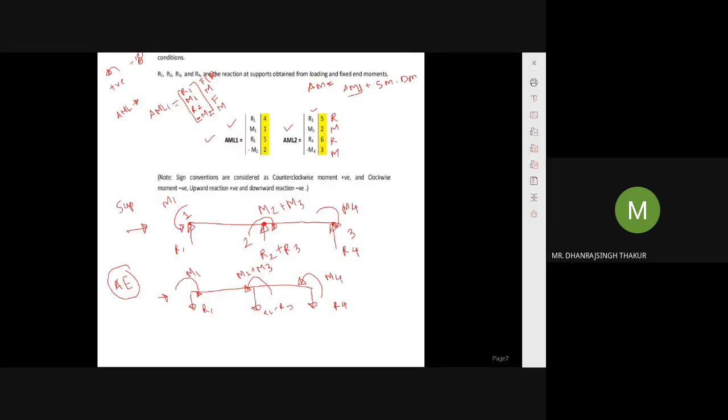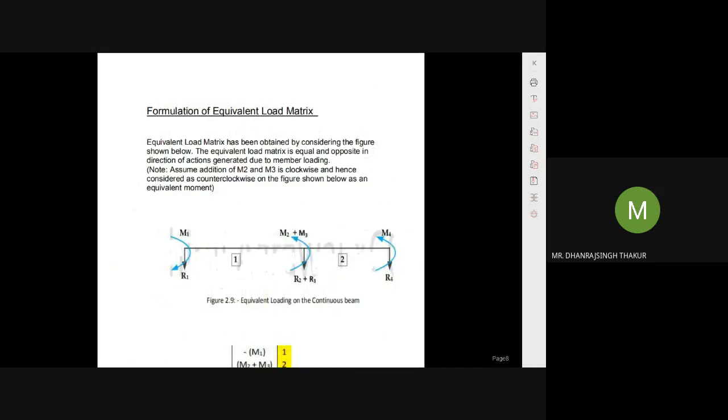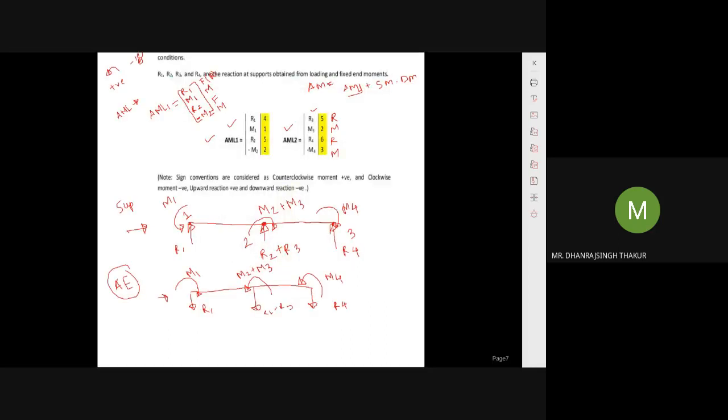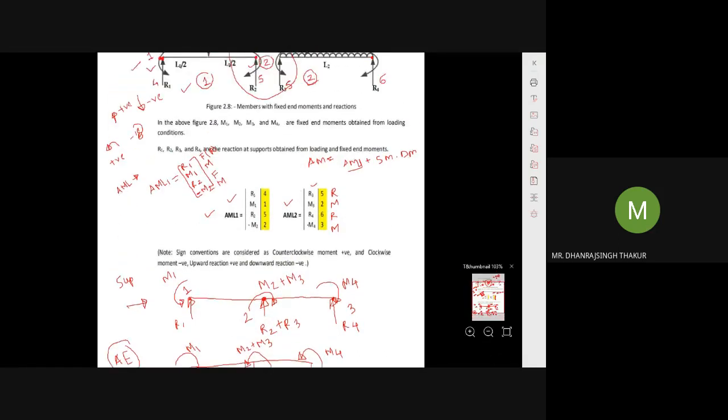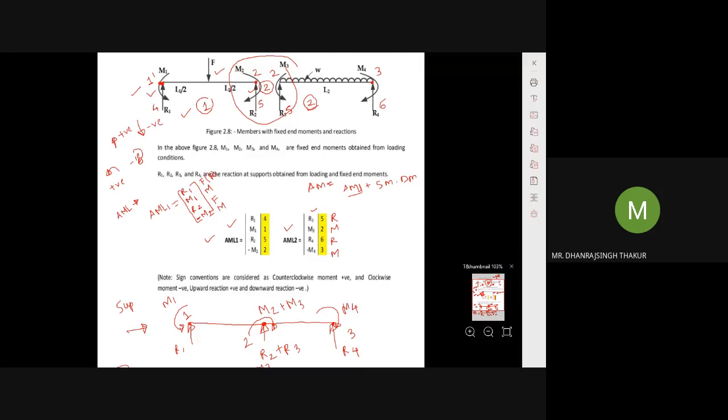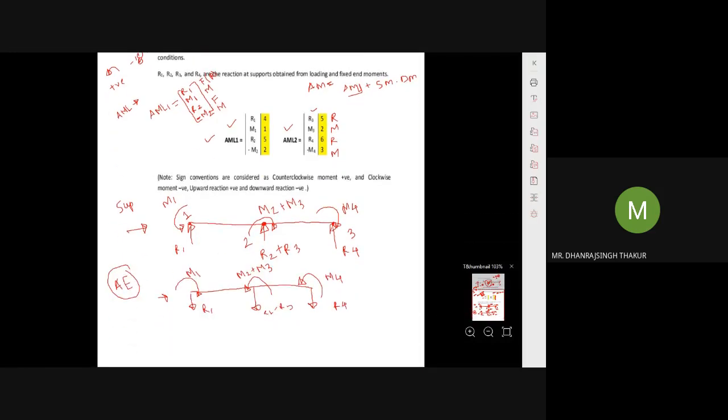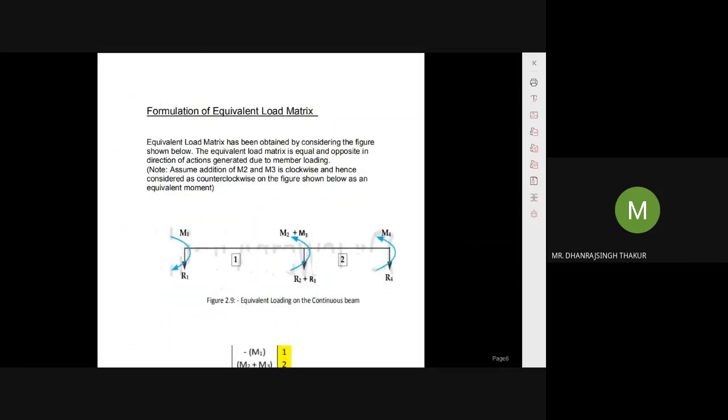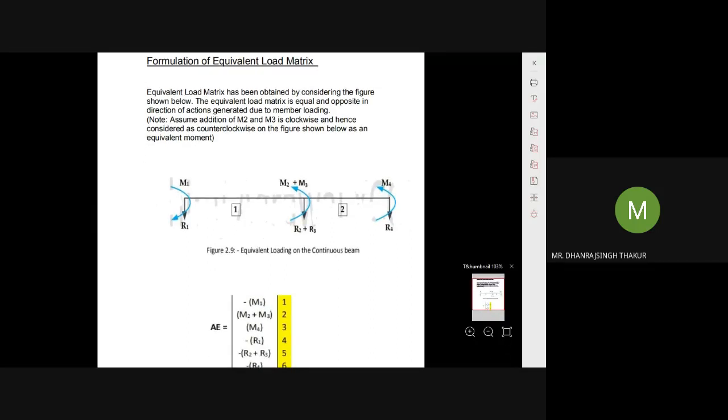Here it was anti-clockwise, and you made it clockwise. That depends on whether it is clockwise or anti-clockwise. It is clockwise, so here I have shown it in the anti-clockwise direction. So now you can see, this is the equivalent loading on the continuous beam.